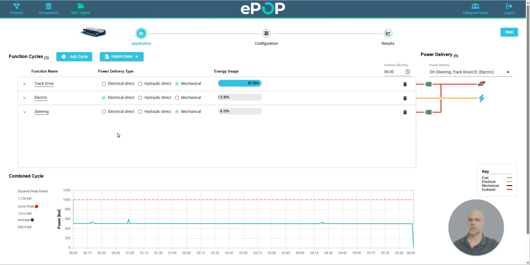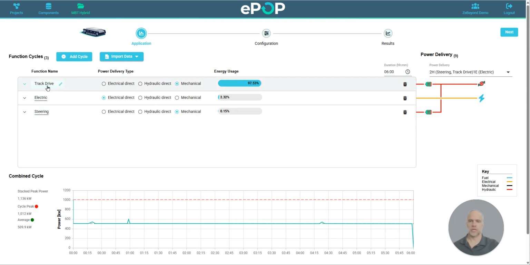Okay, in this video, we're going to review ePOP for a main battle tank. This is a tracked vehicle, and the customer, in this case, wants to know if a hybrid solution can outperform the legacy diesel powertrain in swap analysis, specifically volume. They need both extra power and extra room to fit some new weaponry.